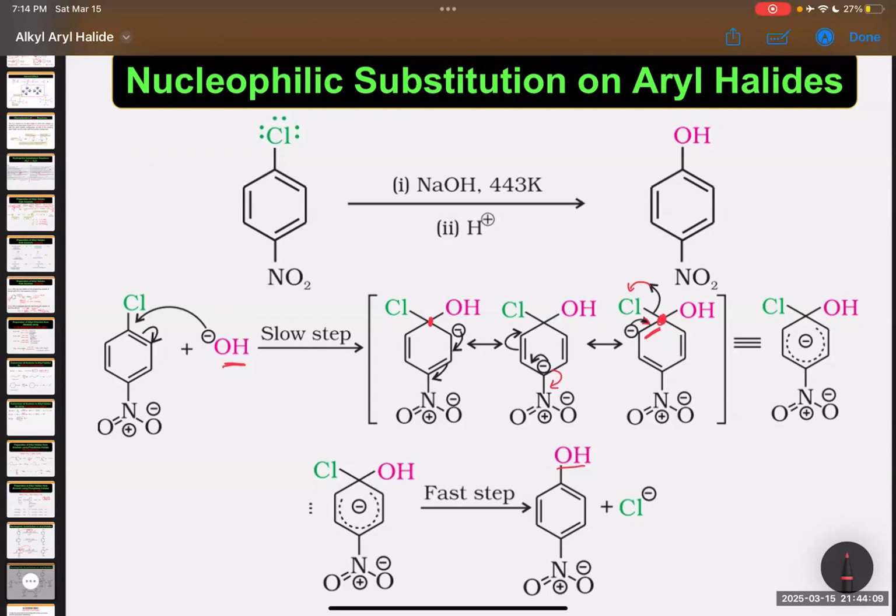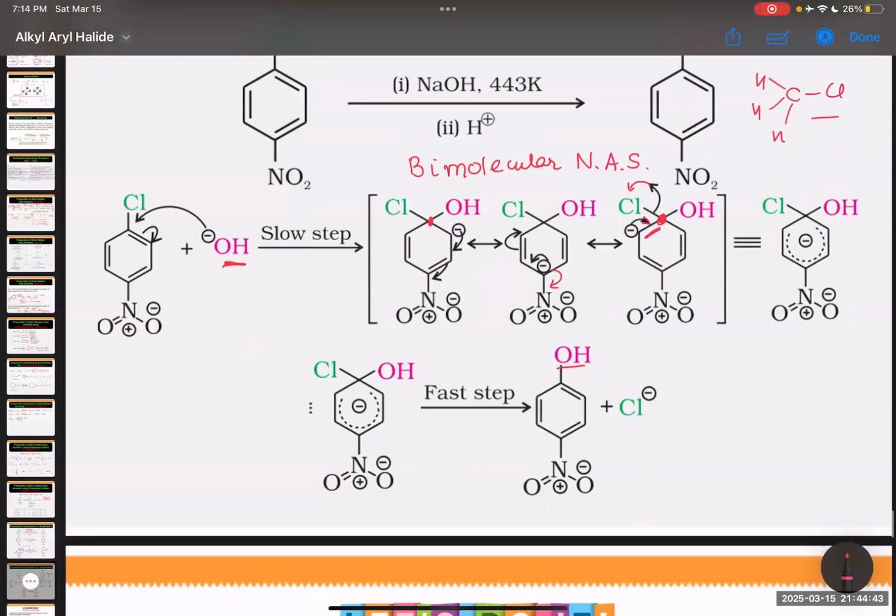This reaction is addition elimination mechanism or bimolecular nucleophilic aromatic substitution, not SN2. Okay, that happens. SN2 happens on sp3 carbon where you have all single bonds. Got it? This is for SN2. So I hope this is clear to everybody.